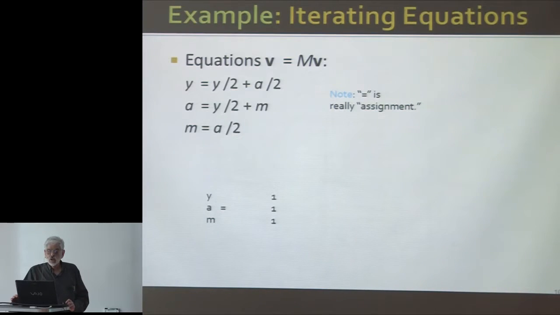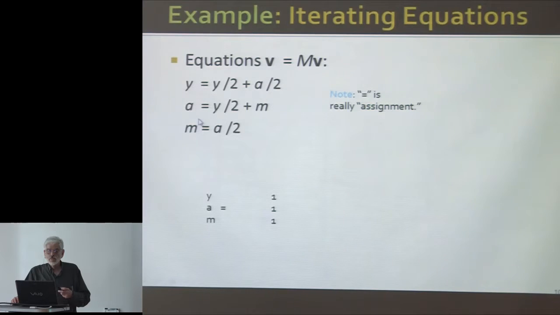So if you remember, these were the equations. That is, the probability of being at Yahoo at a given step is a half the probability of being at Yahoo at the previous step, plus a half the probability of being at Amazon at the previous step, because both Yahoo and Amazon link to Yahoo along with one other page.